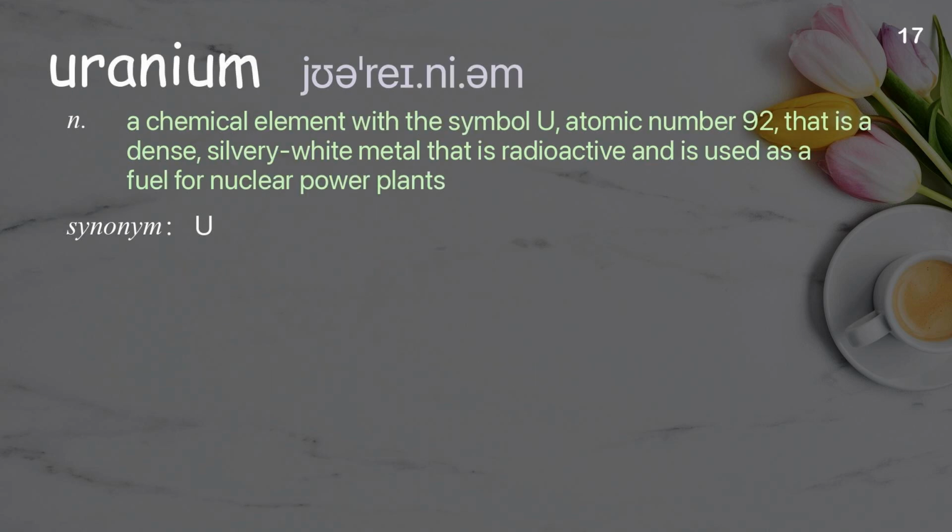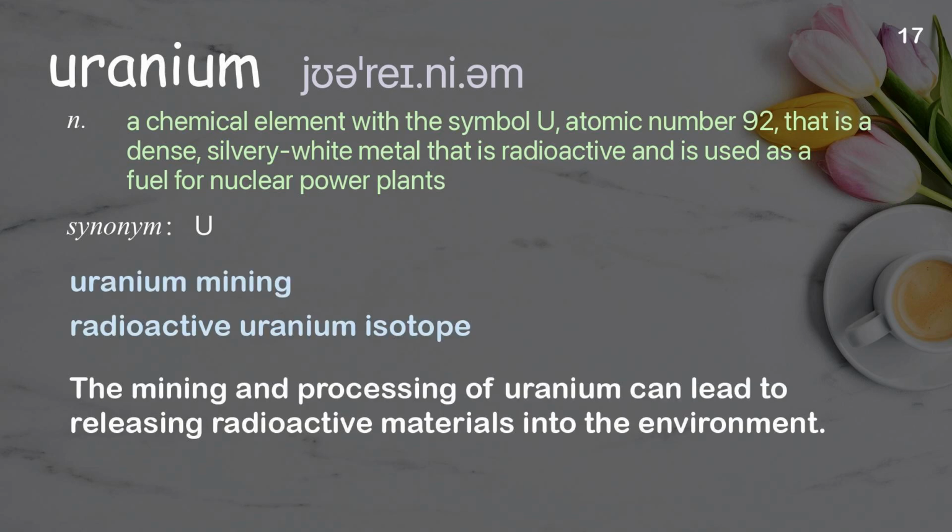Uranium. A chemical element with the symbol U, atomic number 92, that is a dense, silvery white metal that is radioactive and is used as a fuel for nuclear power plants. Examples: uranium mining, radioactive uranium isotope. The mining and processing of uranium can lead to releasing radioactive materials into the environment.